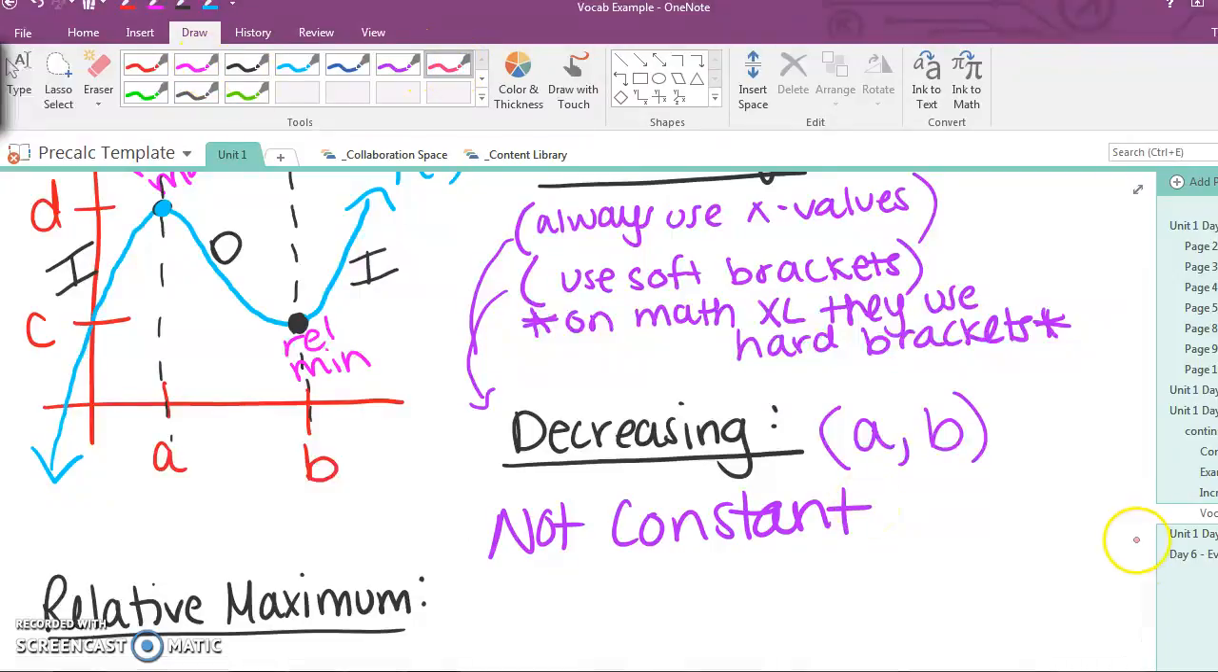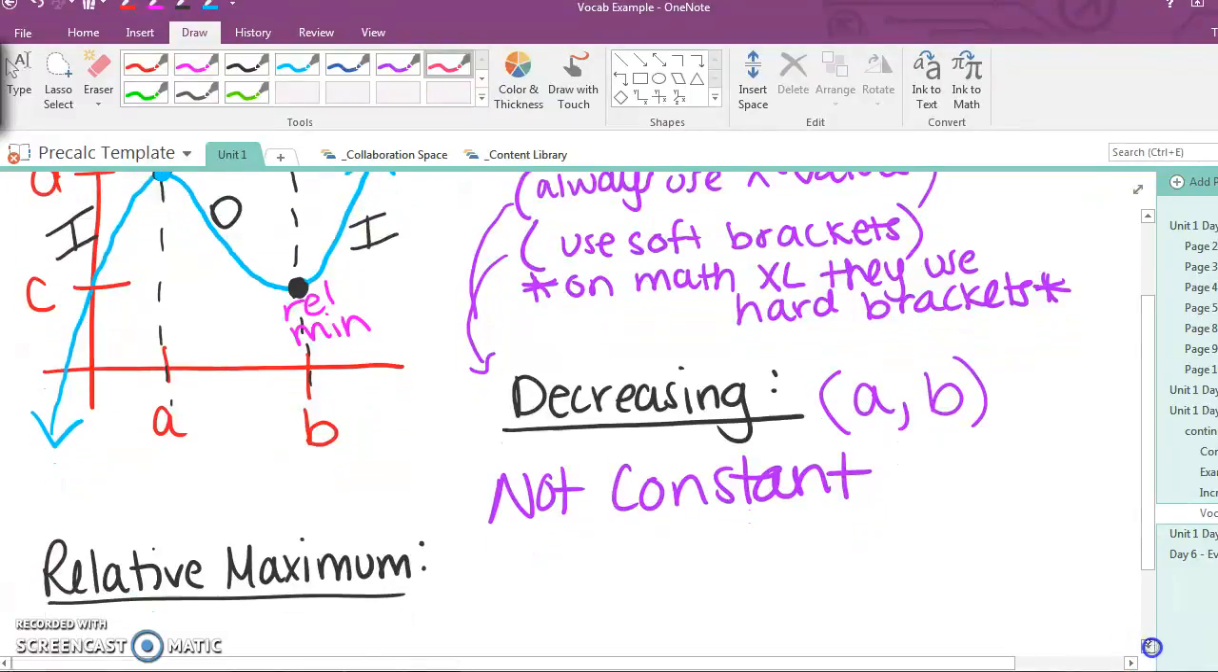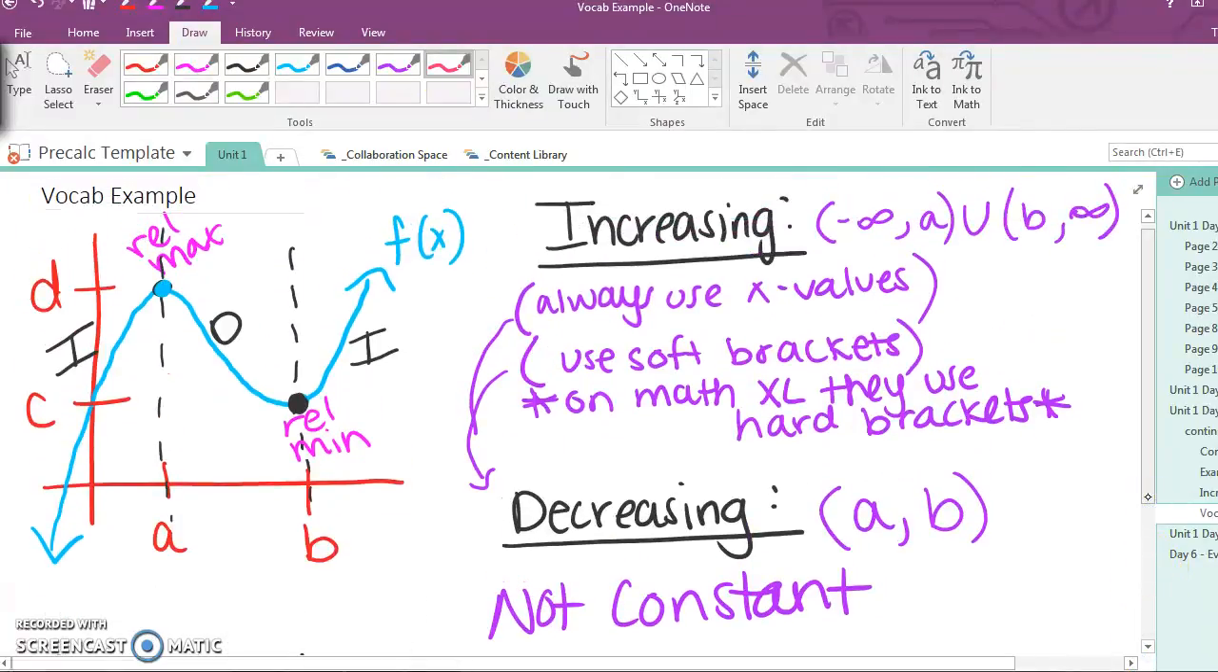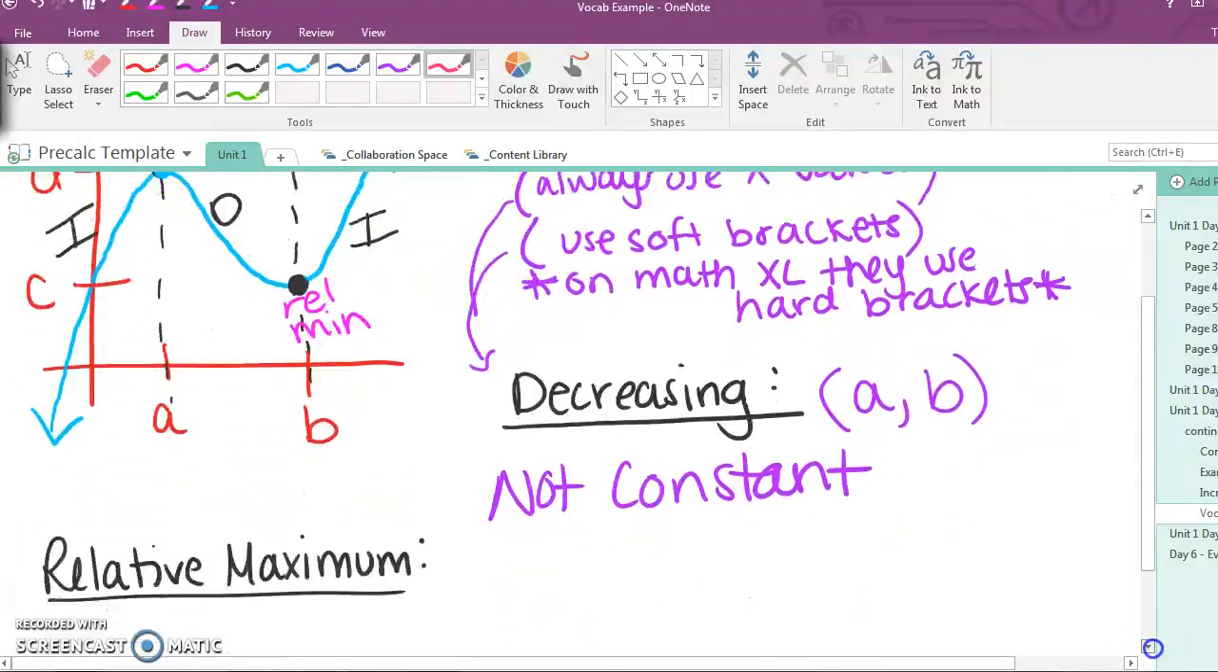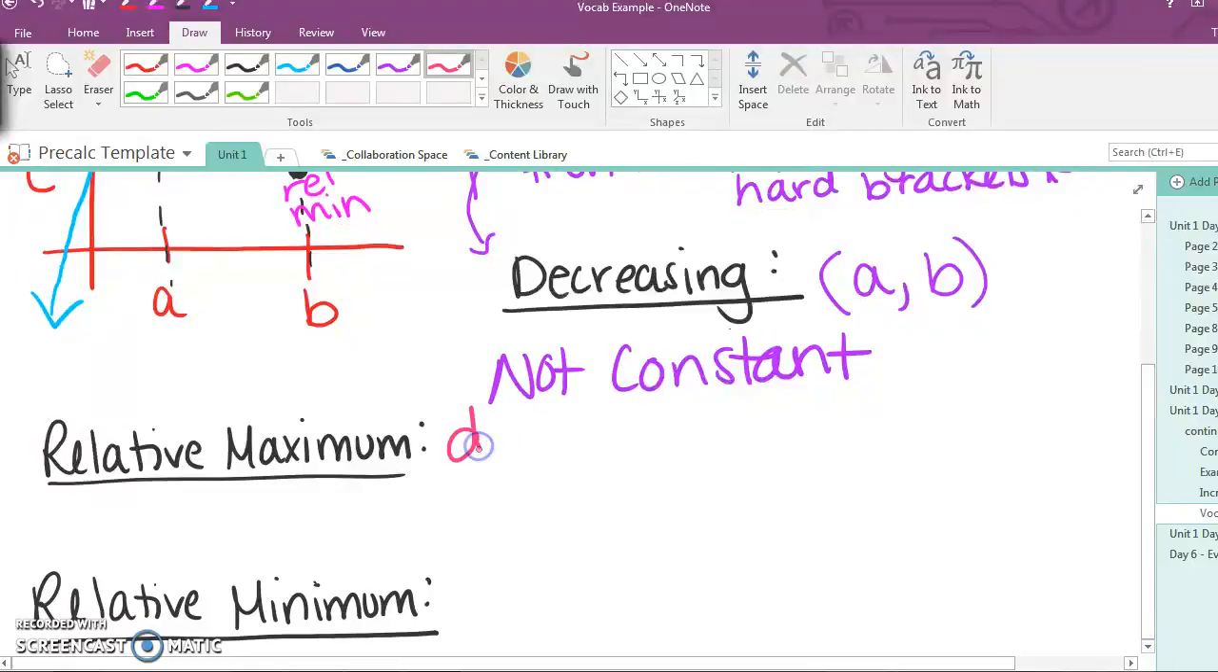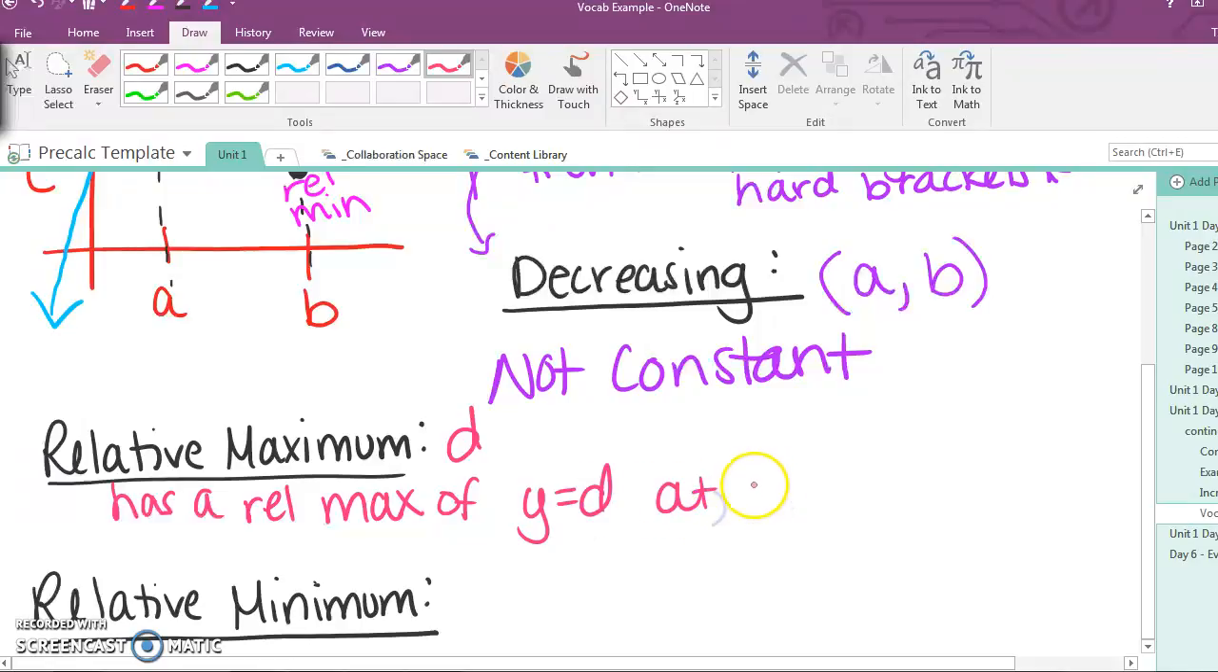Now we already identified our relative max and min. Let's just talk about that a little bit. Remember, the relative max itself is the y value. So in this case, the relative max is D. And another way I can say that is I could say that it has a relative max of y equals D at the point x equals A.